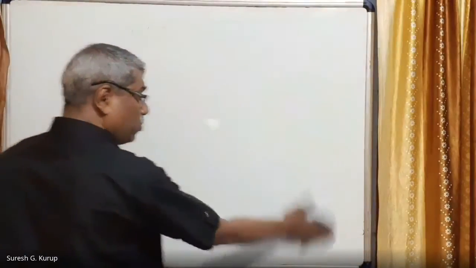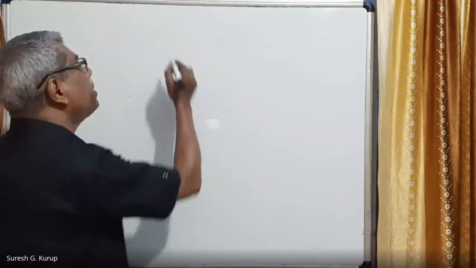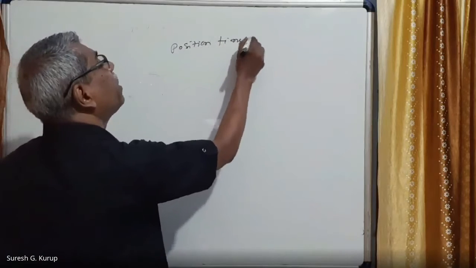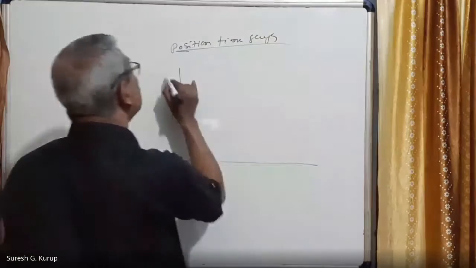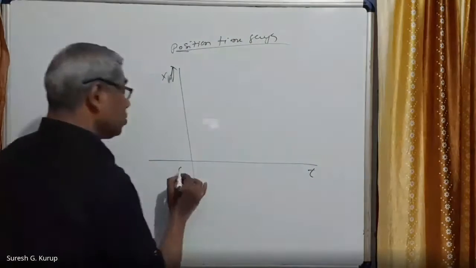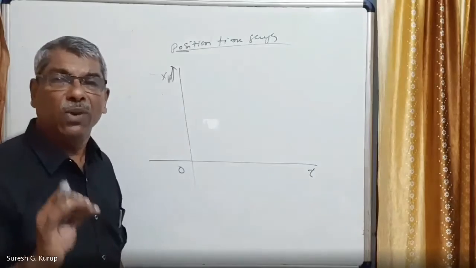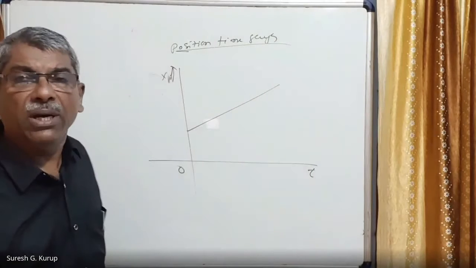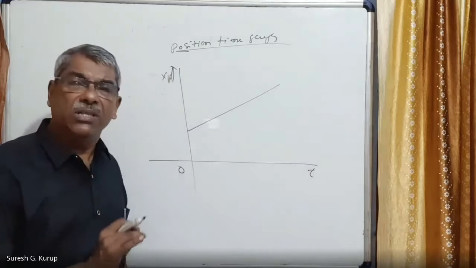If you draw a position time graph of a body which is moving with uniform velocity, position time graph means x-t. X means position and the time is t. If we draw a position time graph of a body which is moving with uniform velocity, that will be a straight line inclined to the time axis, right? This is what is called the position time graph, right? Because this is a straight line.